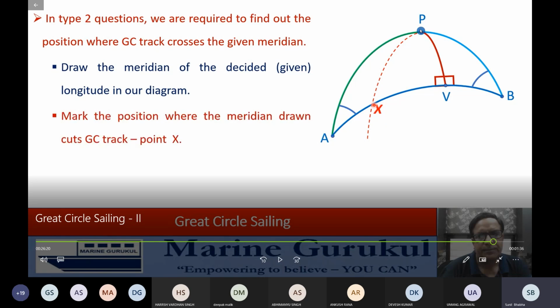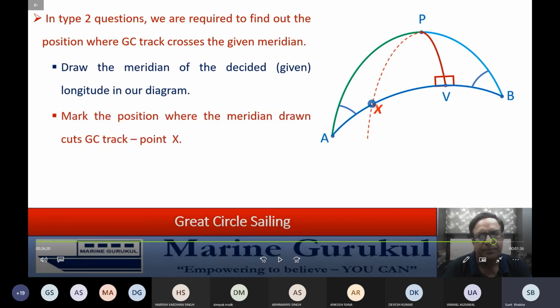Now again, beta, we have a triangle PVX, Papa Victor X-ray. Is this a spherical triangle? Yes sir, this is a spherical triangle. Yes, this is a right angle spherical triangle, as well as a right angle. That means a special spherical triangle. And that means we can apply the Napier's rule here.